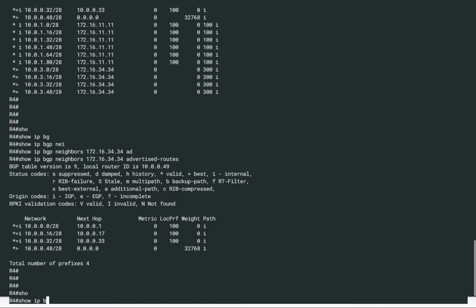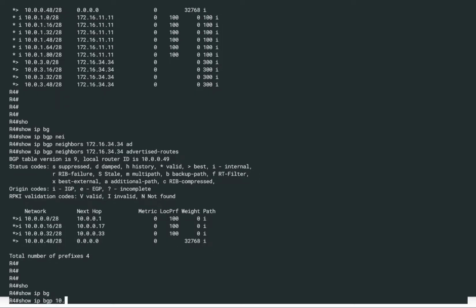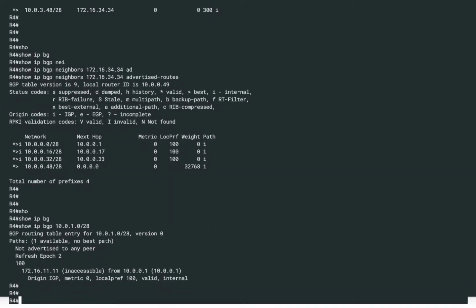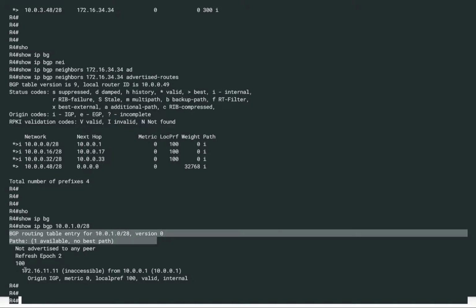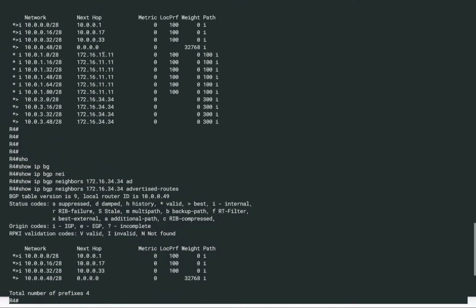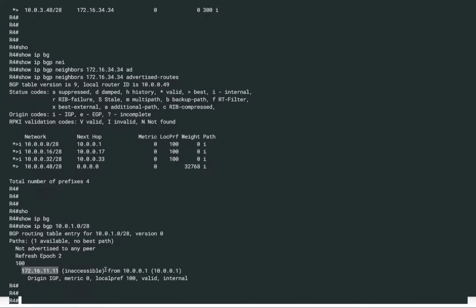Now let's take a look at this BGP route for 10.0.1.0/28, in more detail. It says this is the BGP route entry for this one. If you take a look at this 172.16.11.11, this is nothing but our next hop to reach this particular IP prefix. And it clearly says this IP prefix is right now inaccessible.